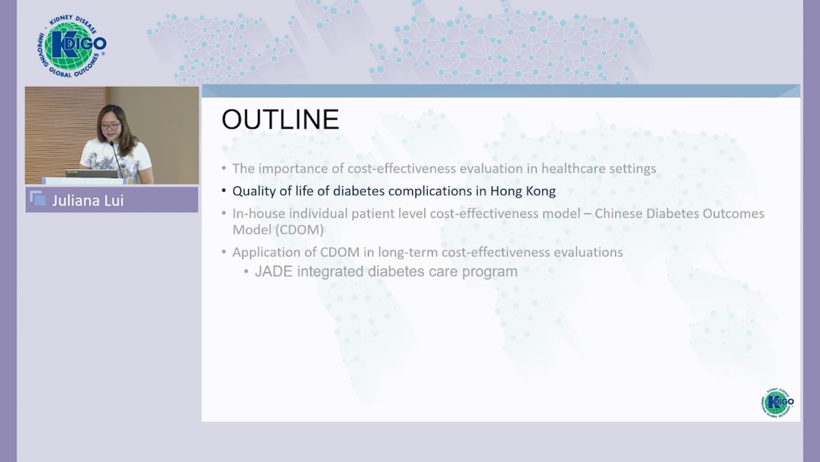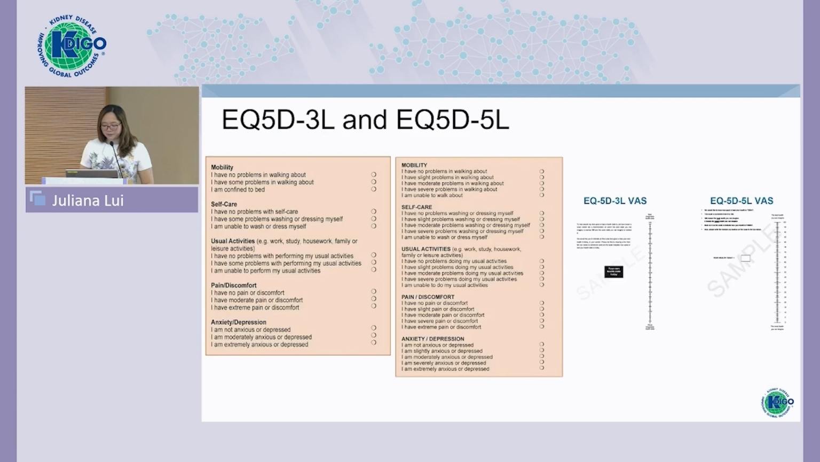So now let's take a look at our study on the impact of diabetes complications on quality of life in patients with type 2 diabetes in Hong Kong. Health technology agencies often recommend measuring quality of life using the EQ-5D questionnaire developed by EuroQol. EQ-5D has 5 domains, which include mobility, self-care, usual activities, pain or discomfort, and anxiety and depression. There are different versions of this questionnaire: 3L for 3 response options per domain and 5L with 5 options.